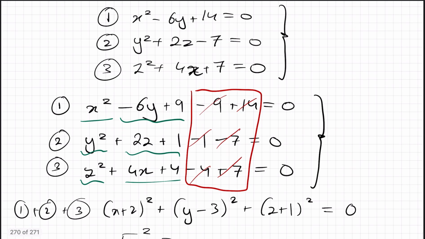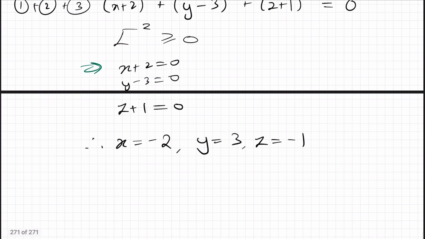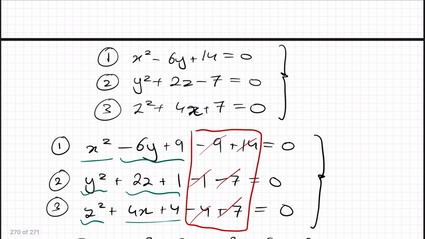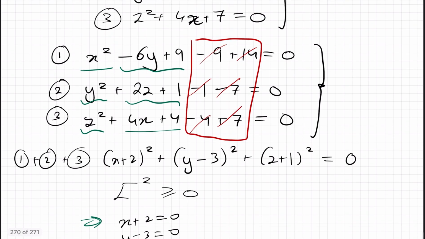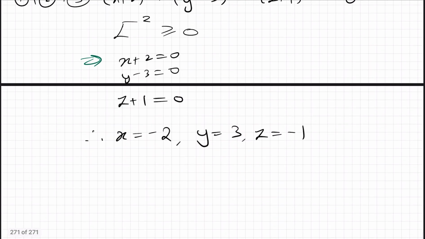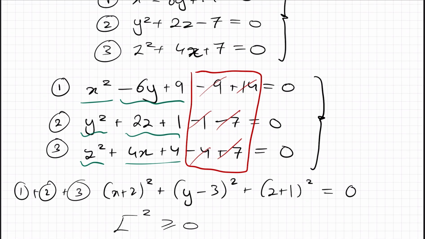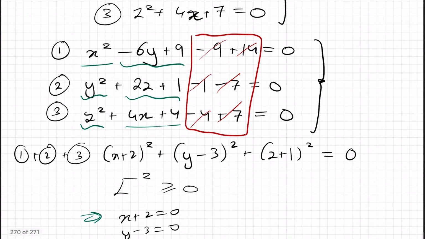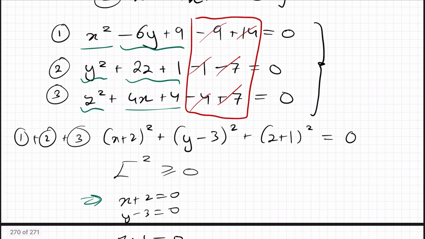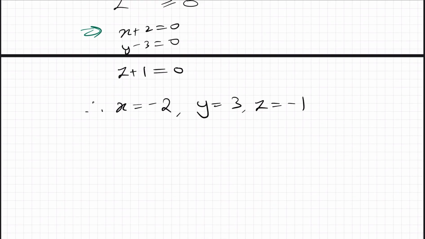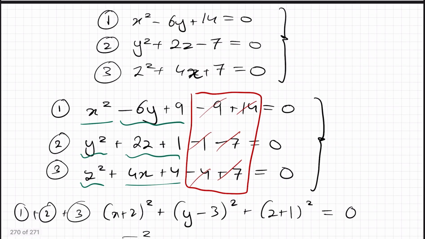So let's just put them in. x squared minus 6y plus 14 would be 4 minus 18 plus 14, so that works. y squared plus 2z minus 7 would be 9 minus 2 minus 7, which is also 0, and z squared plus 4x plus 7 is 1 minus 8 plus 7, which is also 0. So there we have it. These are our results, and that is an interesting way to solve this system of equations.